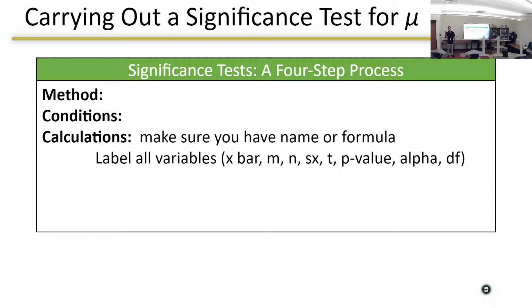I put X bar. I put standard deviation of X. I put N. I'll put DF. I'll put alpha. What else? P-value, T-score, mu, whatever I can put down, I like to put down for the calculations. What if I leave something off? Don't. What if I put extra? I don't know what you could possibly put extra.